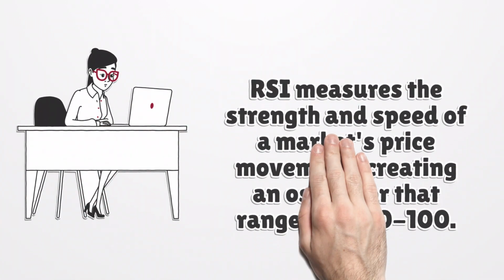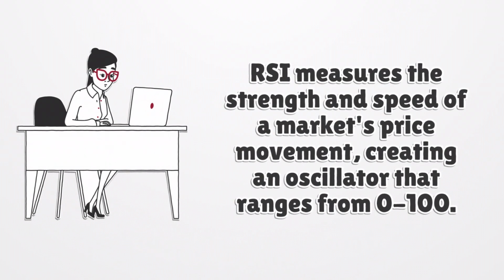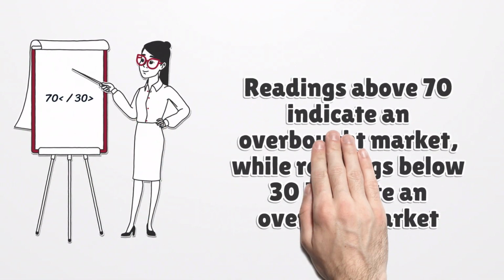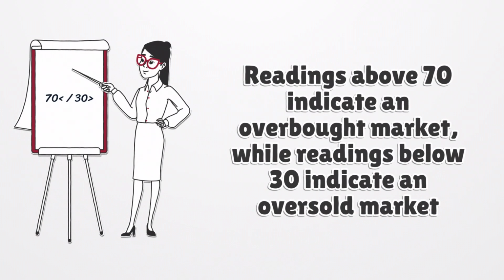RSI measures the strength and speed of a market's price movement, creating an oscillator that ranges from 0 to 100. Readings above 70 indicate an overbought market, while readings below 30 indicate an oversold market.